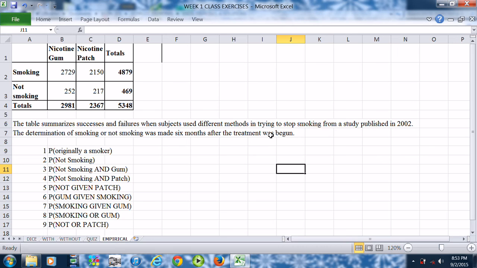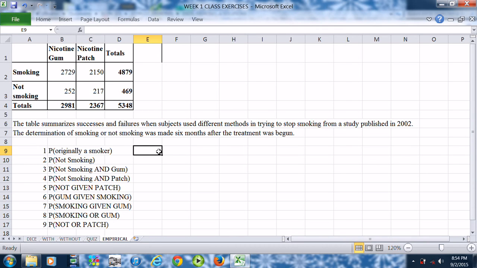So here we have a table that looks at 5,348 original smokers who then tried to quit. After 6 months, they were looked at to see if they were still not smoking or if they had continued to smoke. So what we have here in the table then are those smokers who tried to quit using either a nicotine gum or a nicotine patch, and then after 6 months whether they were smoking again or still not smoking.